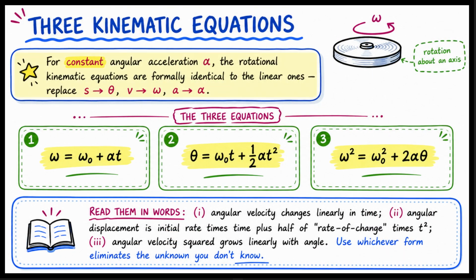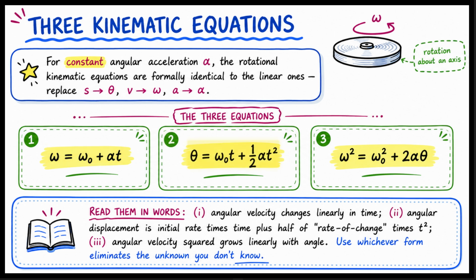For constant angular acceleration alpha, the rotational kinematic equations are formally identical to the linear ones. Replace s by theta, v by omega, and a by alpha, and you get the rotational set. The first equation is omega equals omega 0 plus alpha t. The angular velocity changes linearly in time.